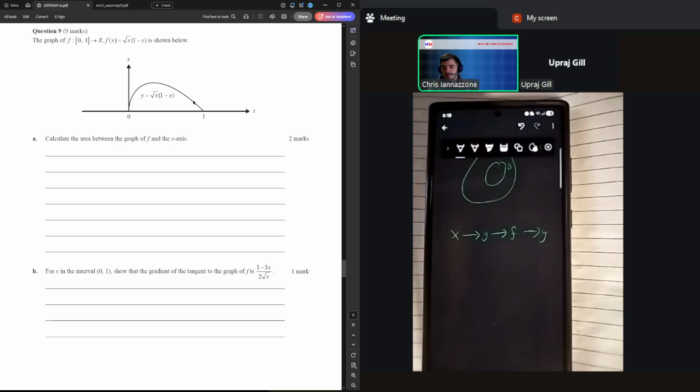We should be able to get through enough of question 9 before the really hard bits. Area between f and the x-axis. That's pretty chill. The function's a little wonky for it, but doable.